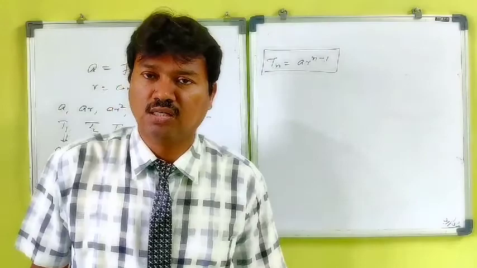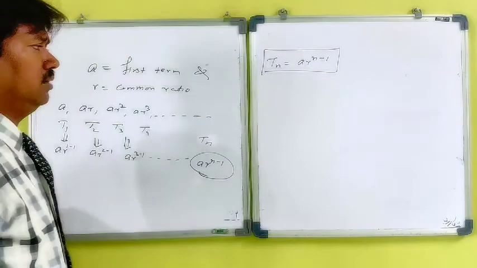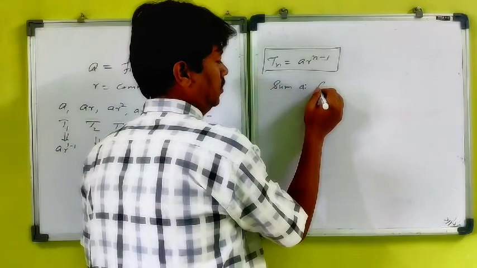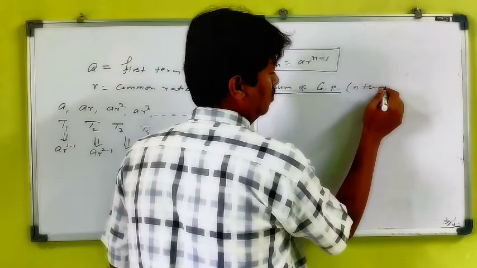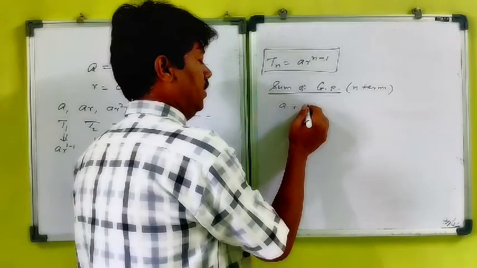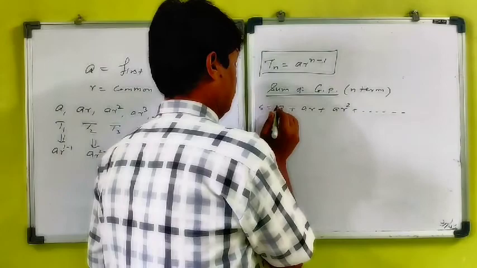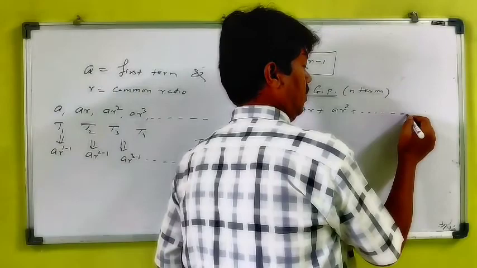Similarly, the Sn formula, the sum of n terms of a geometric progression. Consider A plus AR plus AR square, like this, up to AR raised to n minus 1, and say it is equal to S. This is the first equation.